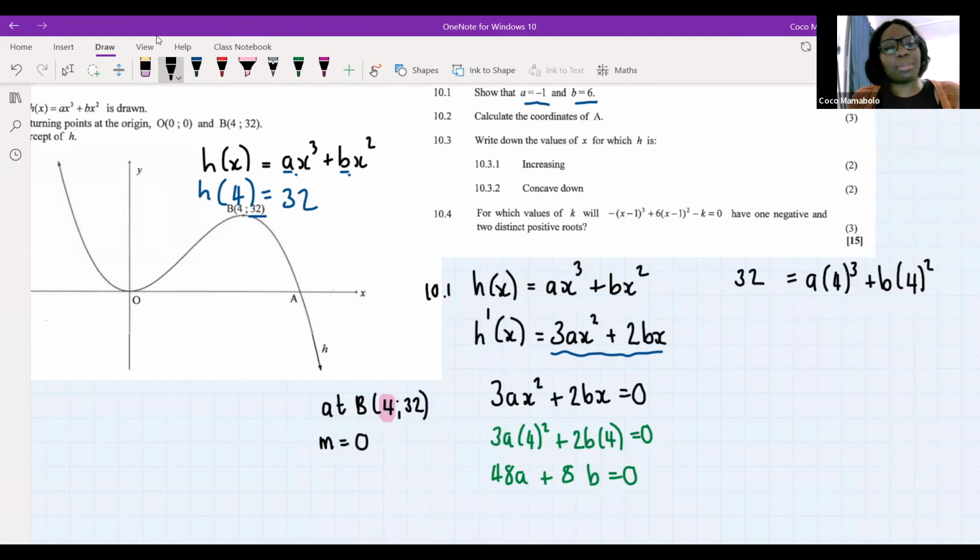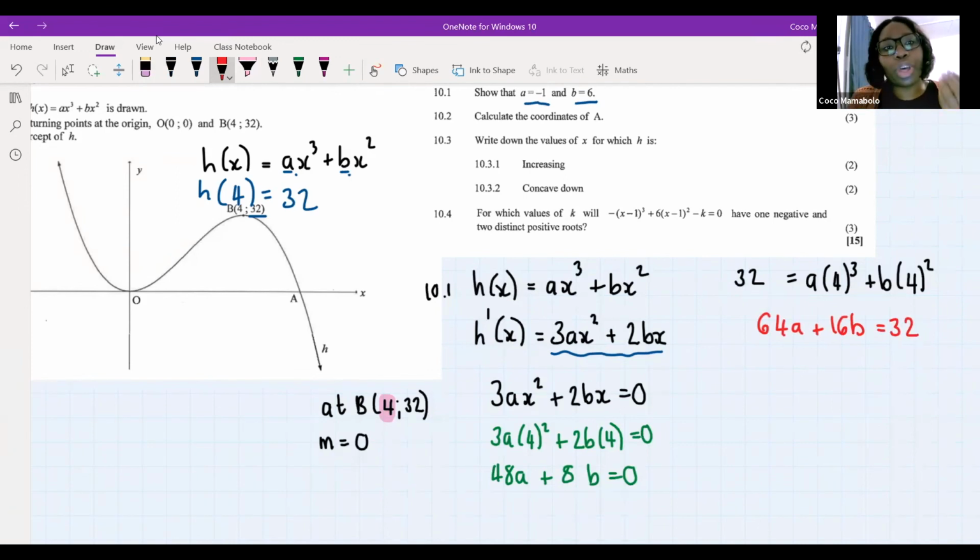Because it doesn't matter what a and b are, my x value must give me my y value out. My input must give me my output. Then I can clean this up a little bit. I can go 64a plus 16b must be equal to 32.